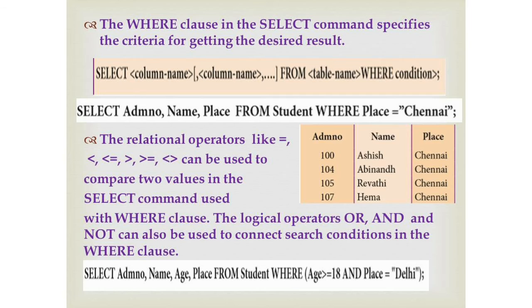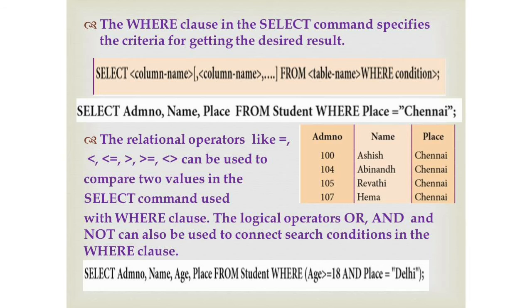Clear? Then here in this where clause we can use the relational operators like equal to, less than, less than or equal to, greater than or equal to, not equal to, which can be used to compare two values in the select command used with where clause. Then you can also use logical operators like or, and, not. That also can be used to connect such conditions in the where clause.